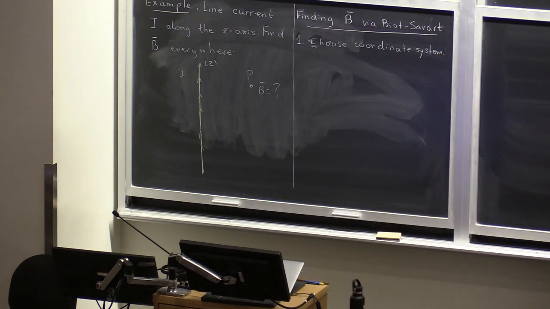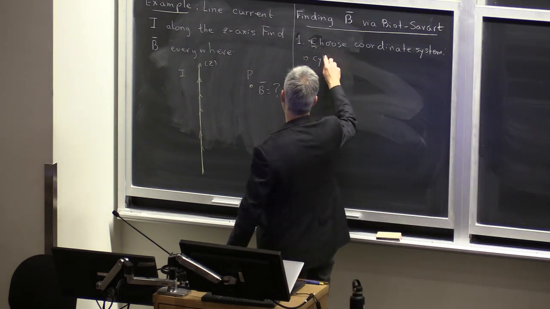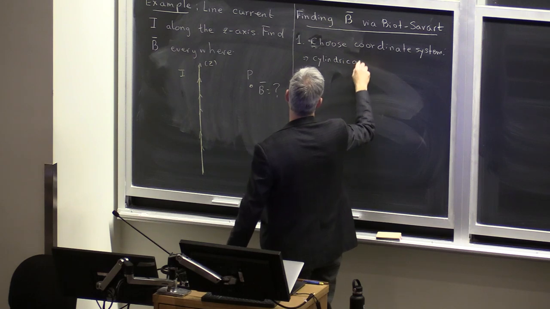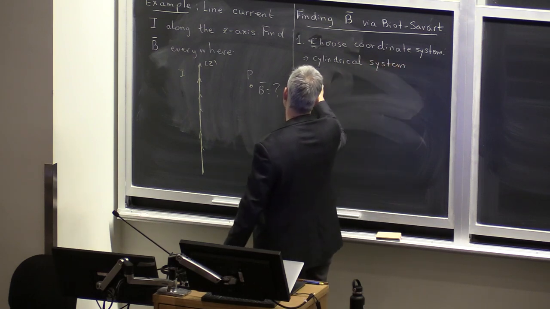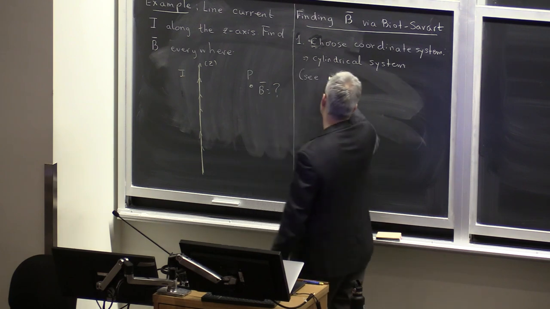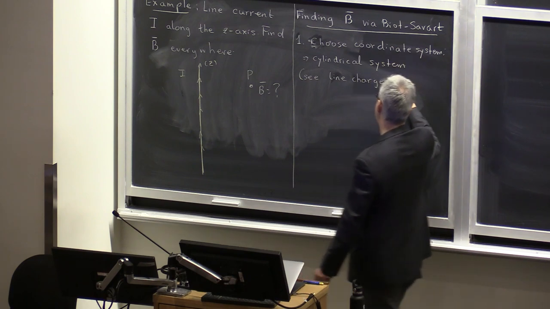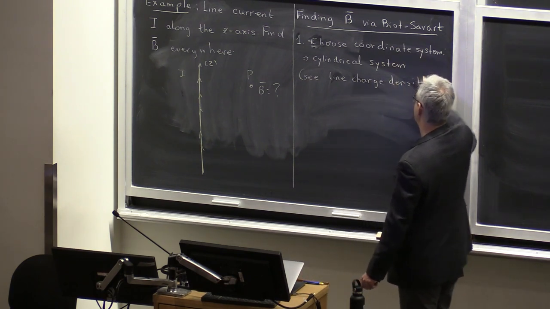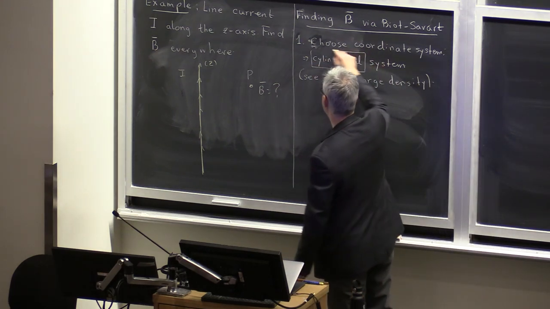This one here, just like the line charge density along the z-axis, has obvious cylindrical symmetry. So therefore, I will use the cylindrical coordinate system. Same arguments as for the line charge density along the z-axis. Same thinking process, so I'm choosing to work in cylindrical coordinates.